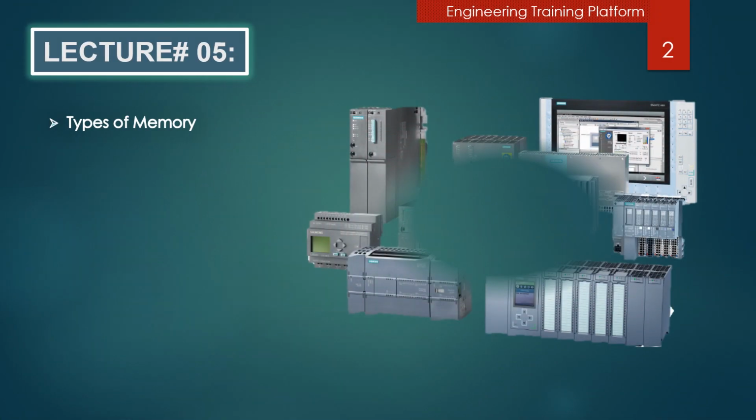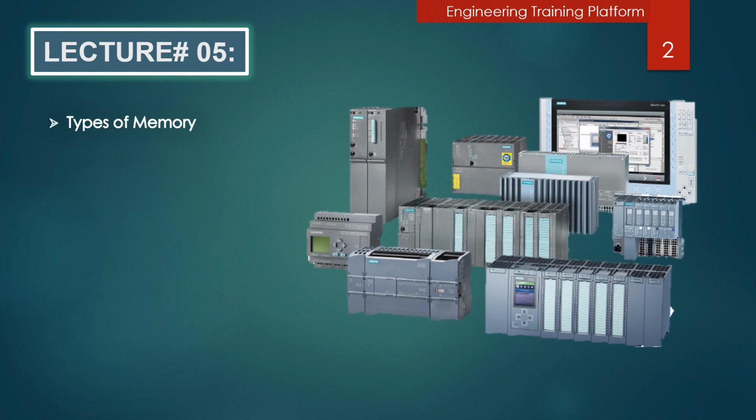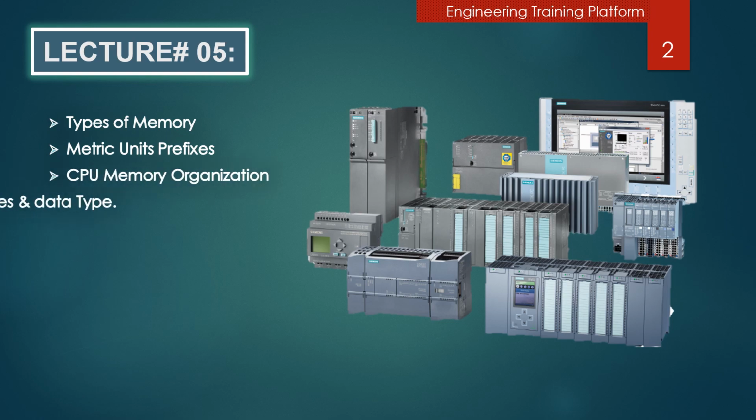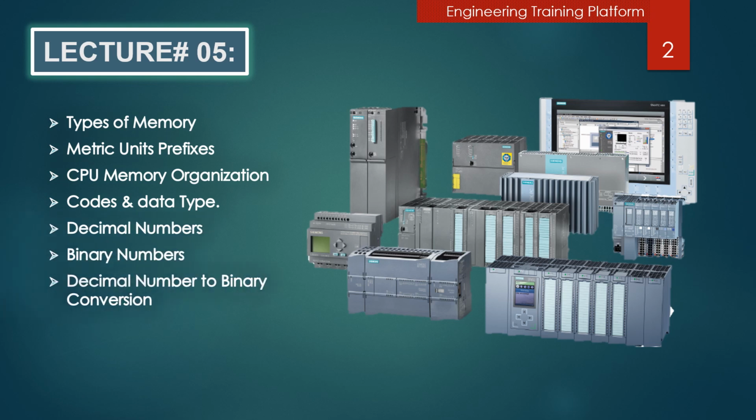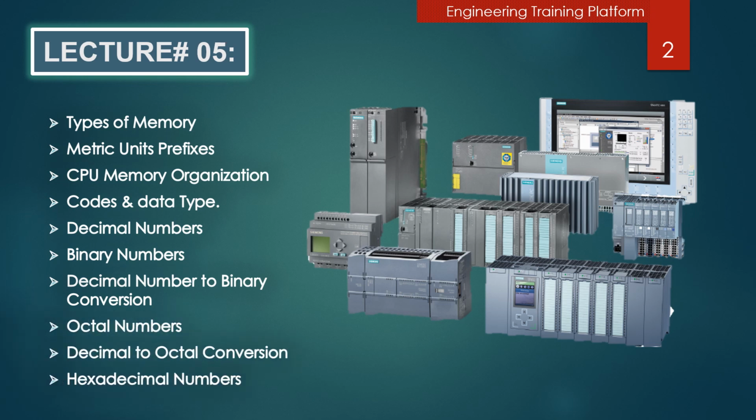Hello friends, today we are going to discuss about type of memory, metric unit prefixes, CPU memory organization, codes and data types, decimal numbers, binary numbers, decimal to binary conversion, octal numbers, decimal to octal conversion, and hexadecimal numbers.